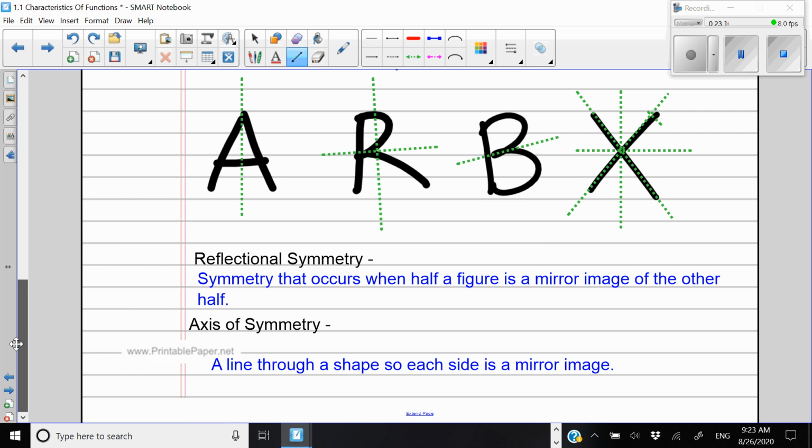We have a definition here. Reflectional symmetry is symmetry that occurs when half a figure is a mirror image of the other half, as you saw here. What is the axis of symmetry? That's the same line that made this image divided into equal halves. So it's a line through a shape, so each side is a mirror image.